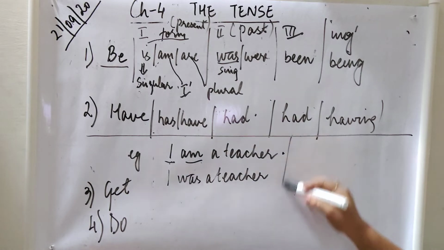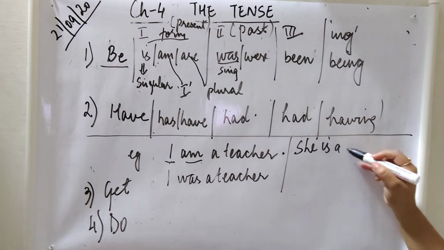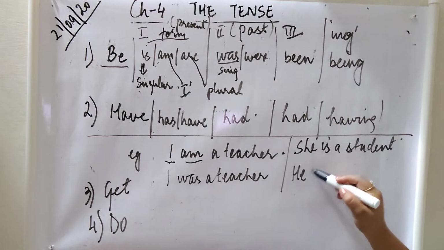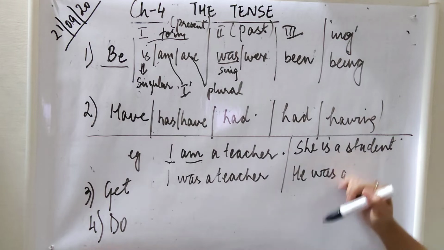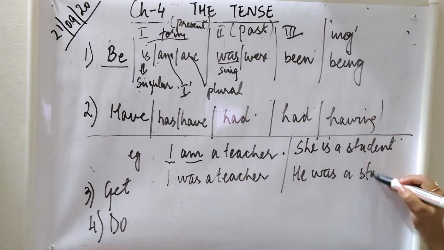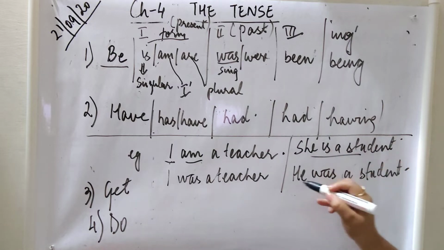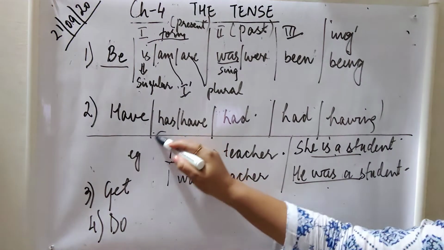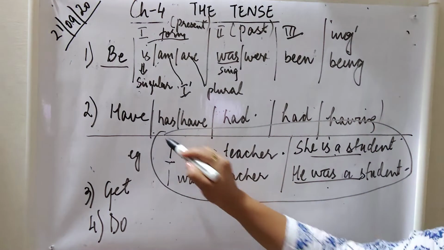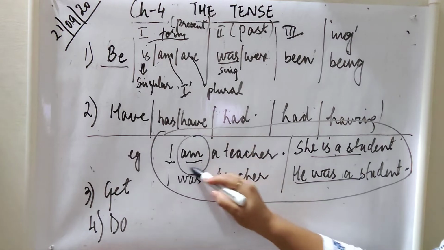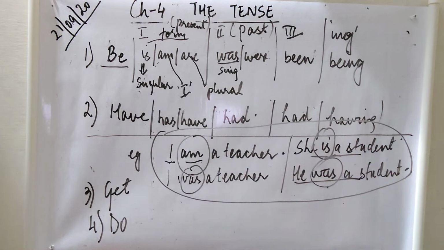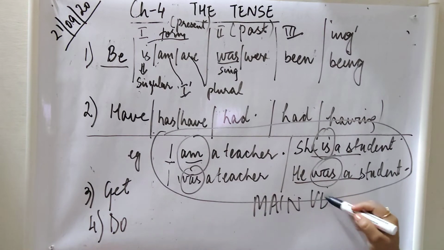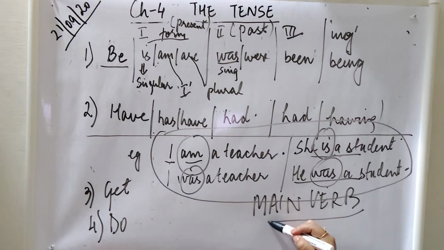Similarly, if I say she is a student, or he was a student, here this is present time, and here we are talking about the past. In all these four sentences, the verb be form is used as the main verb.